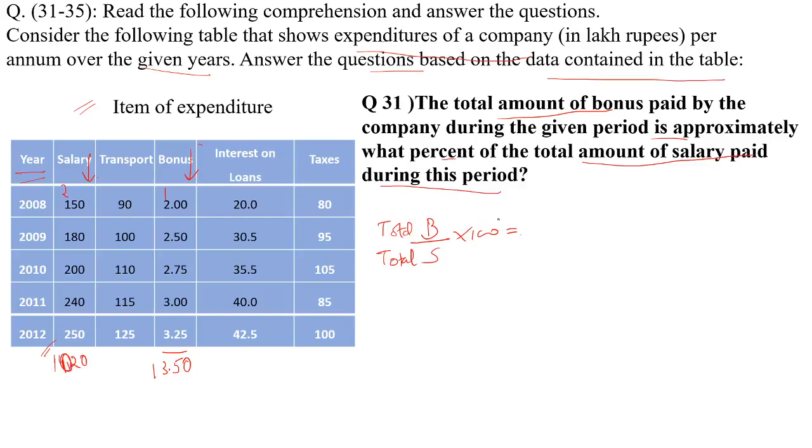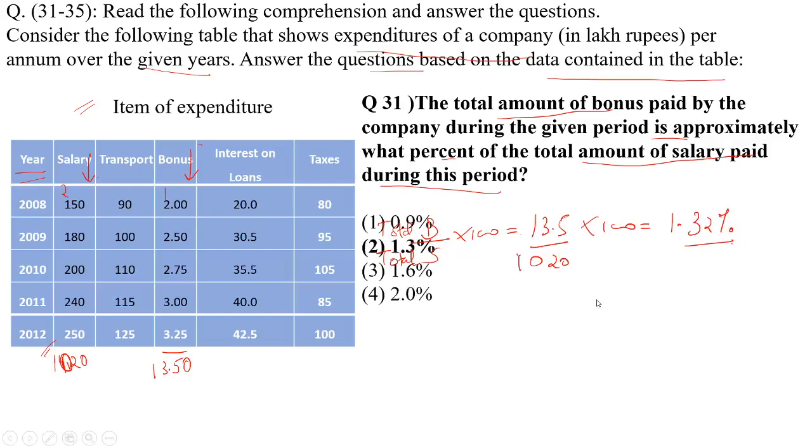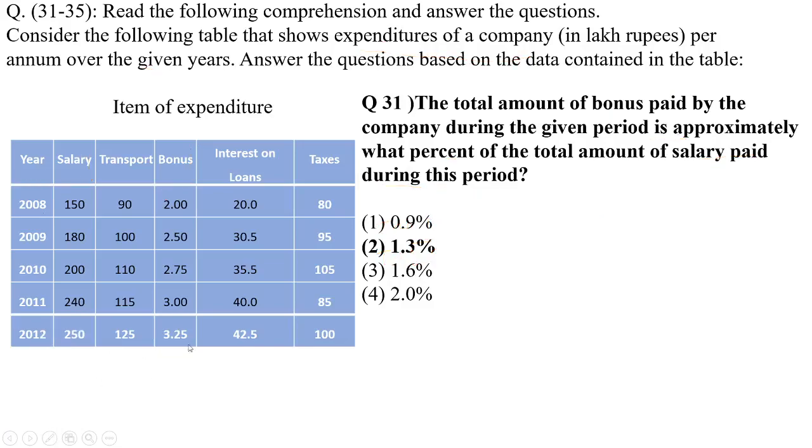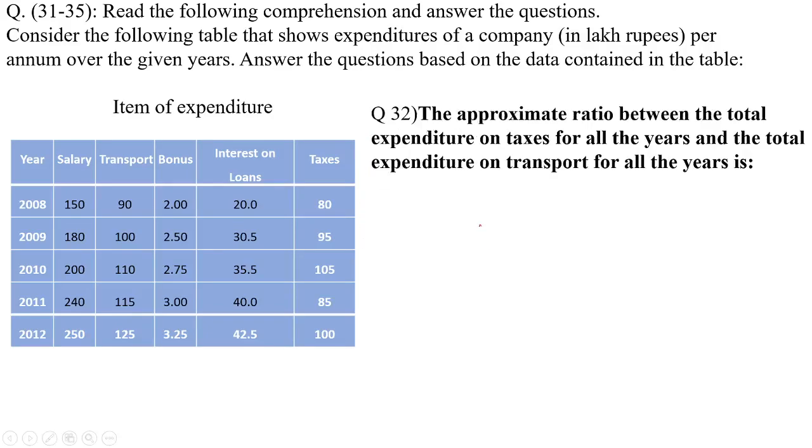1020, correct? So here 13.5 upon 1020 into 100, it will be 1.32% when you solve it. Let's check. So you can see here, let me clear it first. It is 1.32%, correct? Next question.